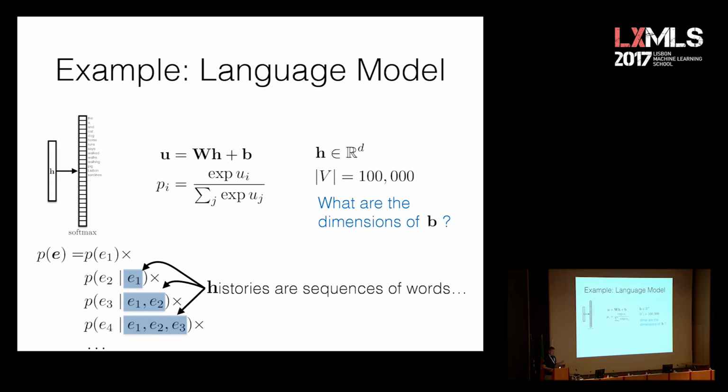Okay. So now the task is going to be, so this tells us if we've got an H, how to turn that into a probability distribution. That's going to be the workhorse of our language model.